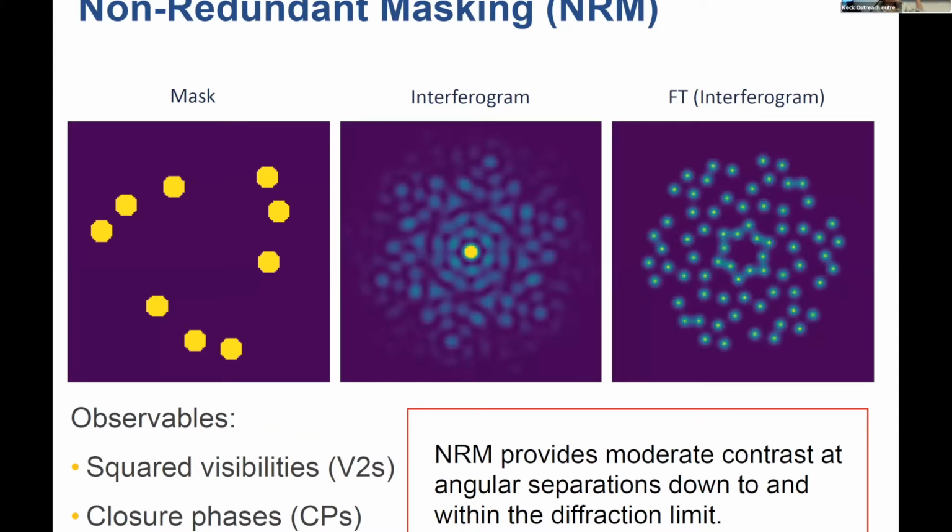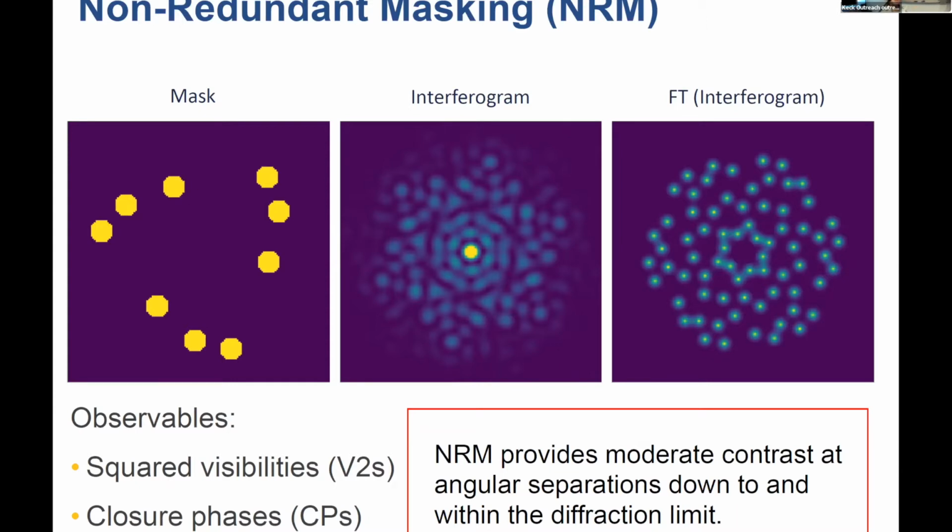We see the interferogram on the detector, which is the middle panel, and we can take the Fourier transform of the interferogram and calculate two observables from that. The first observable we're concerned with is the squared visibilities, which is the modulus of the Fourier transform squared. And the second observable that we're concerned with is the closure phases, which is the sum of the Fourier phases around baselines that form a triangle.